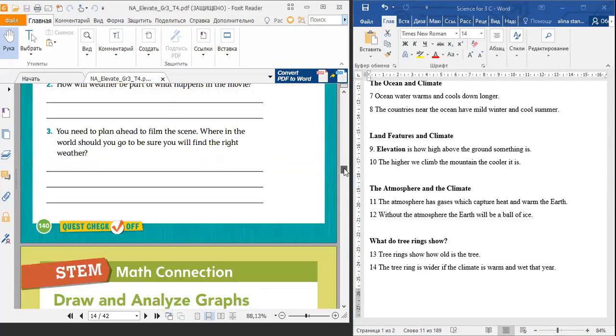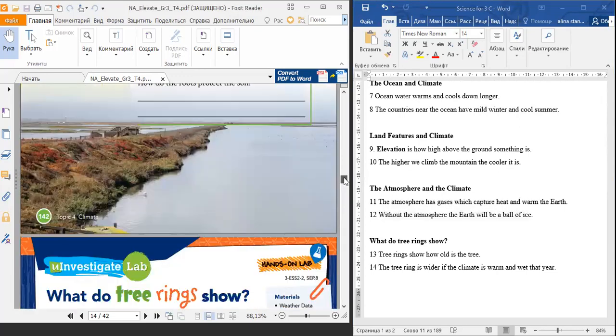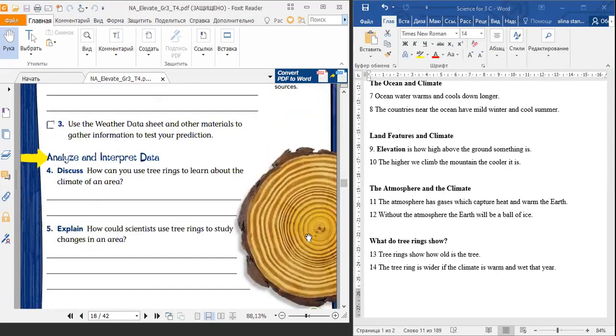The last thing you need to know is how trees grow. So trees have rings. Each ring is 1 year of the life of the tree. The rings show how old the tree is. Sometimes the tree rings are bigger, sometimes they are smaller. It depends on the climate. If the climate is warm and wet that year, the ring is wider. That's all you have to know from this topic.